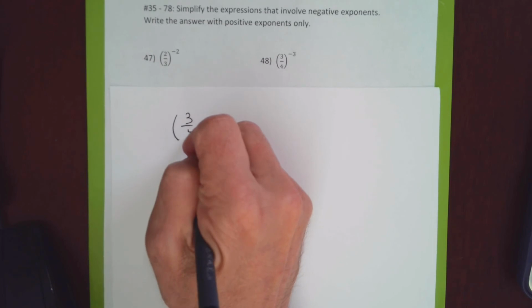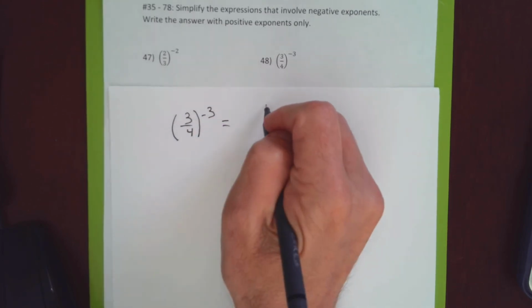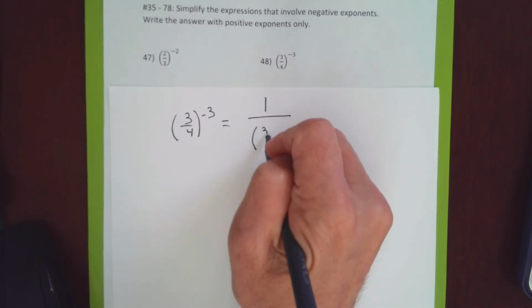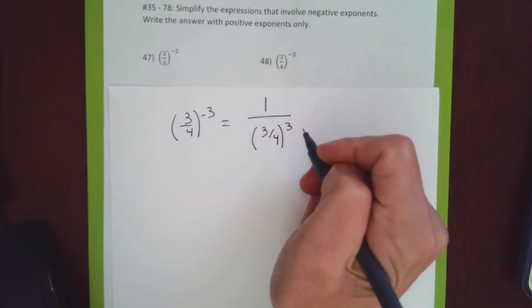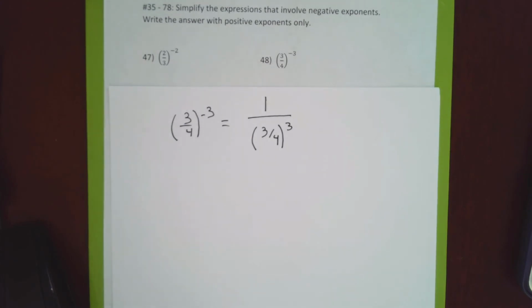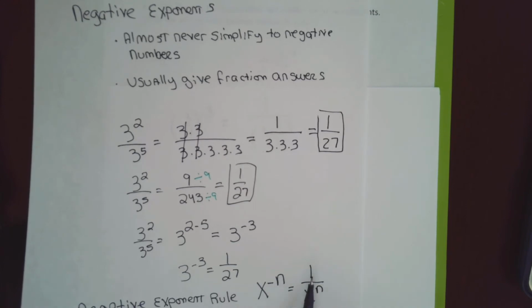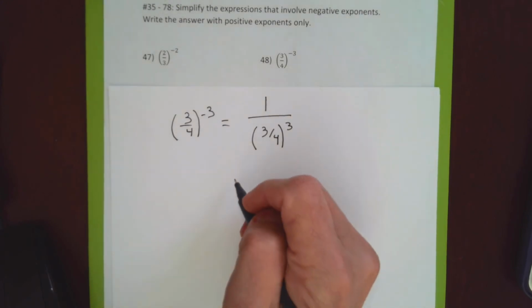If I wanted to do problem 48 properly, the negative exponent rule says if I have a base with a negative exponent, I could make the negative exponent positive by creating a fraction with a 1 in the numerator, and I can bury that base in the denominator and make its exponent positive. A base with a negative exponent is 1 over the base to the positive exponent. When the base is a fraction, this is proper, but this is horrible. So let me get to an answer here in a second.